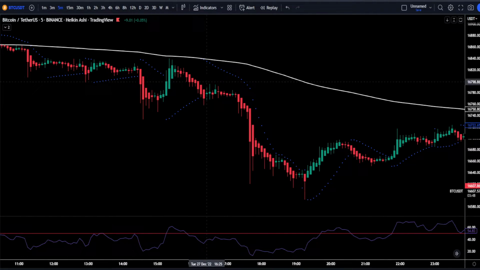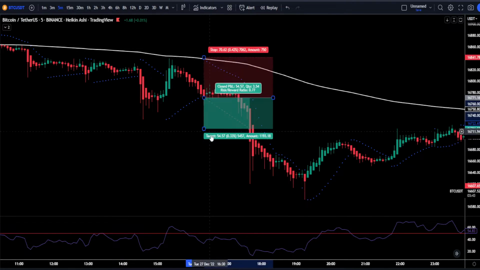So in this example, we would have actually entered this trade, and it would have turned out to be fairly successful.